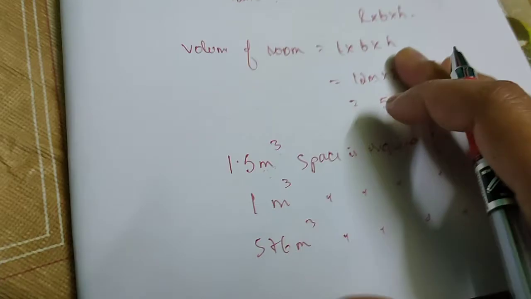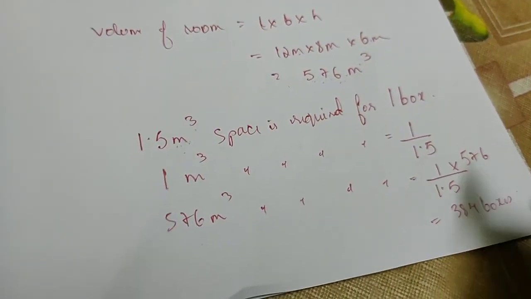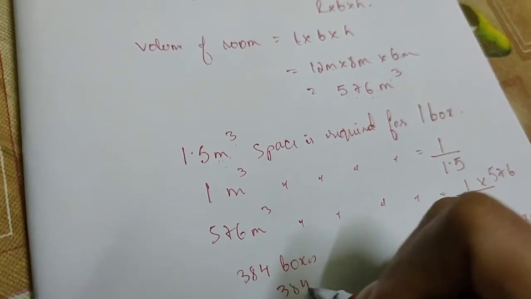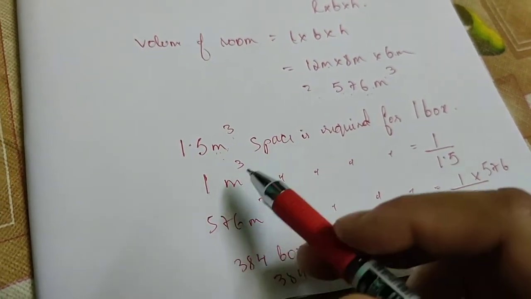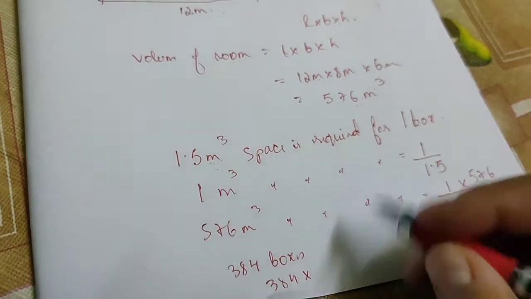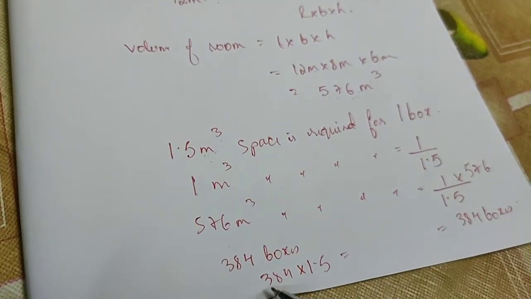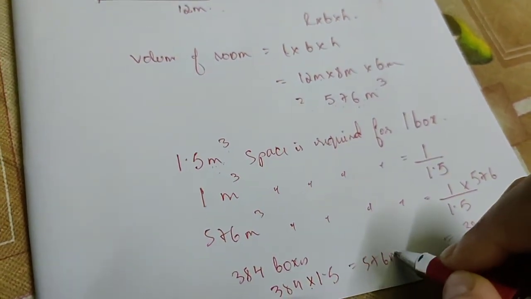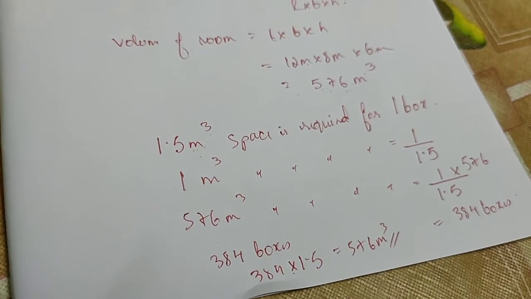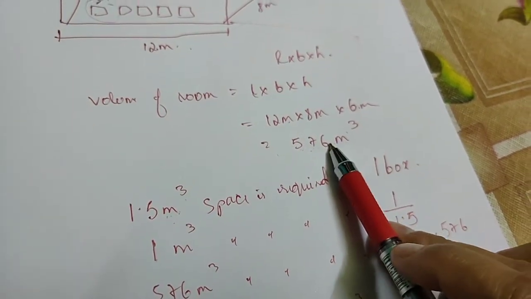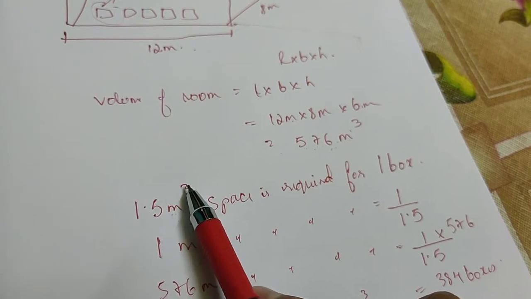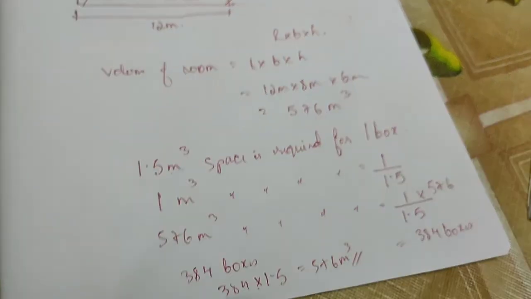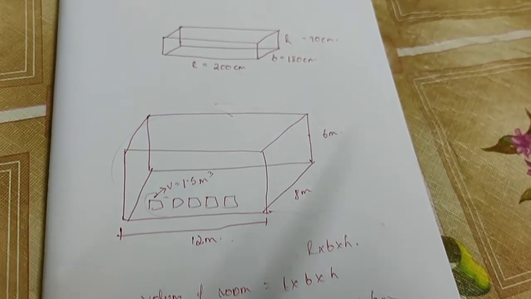Now, if you want to know whether it is correct or not, multiply 384 boxes by the volume of one box, which is 1.5. When you multiply 384 into 1.5, you will get 576 meter cube. That means in this room, for boxes of 1.5 meter cube volume, 384 boxes can fit inside. I hope this is clear to you.